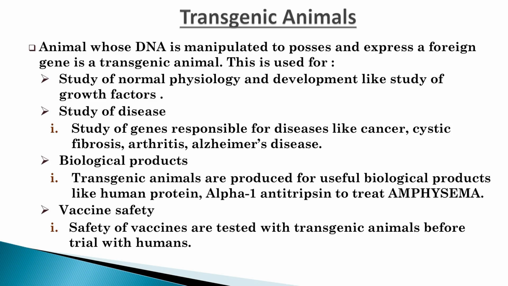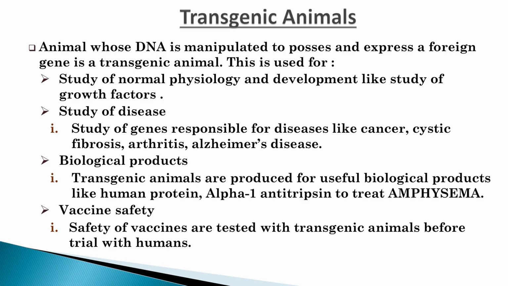Then we shall go for the next item, biological products. Transgenic animals are produced for useful products like human proteins, alpha 1 antitrypsin to treat the disease emphysema. Similarly, we make modifications in the genome of cows that will produce specific proteins required by specific diseased persons. Then we can also go for checking the safety of vaccines in humans.